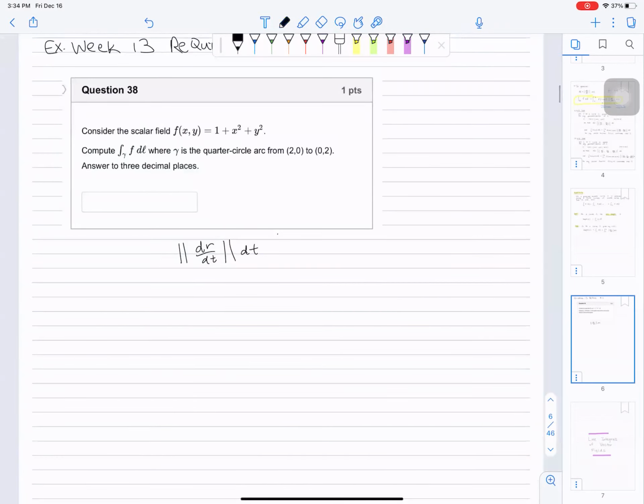So what am I going to need to do? No matter what, I need to parameterize my curve. What is my curve? It's a quarter circle from (2, 0) to (0, 2). So let's draw this. I have (2, 0) to (0, 2), so my curve goes in this direction.